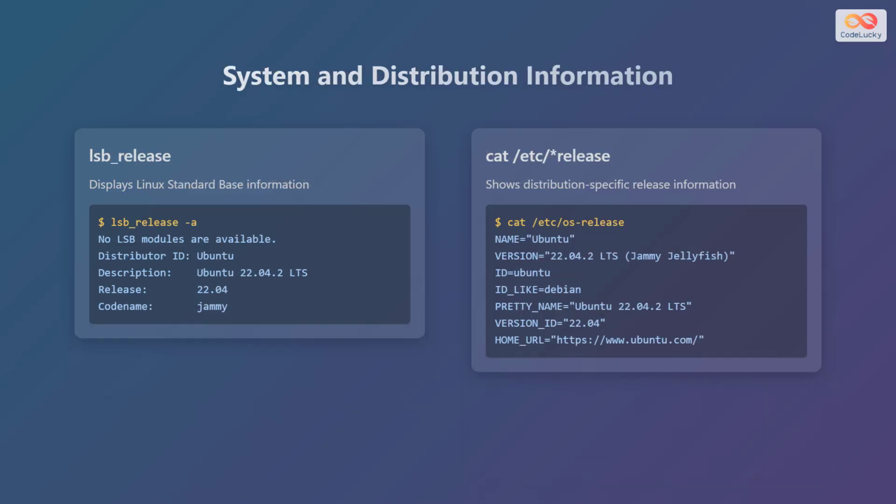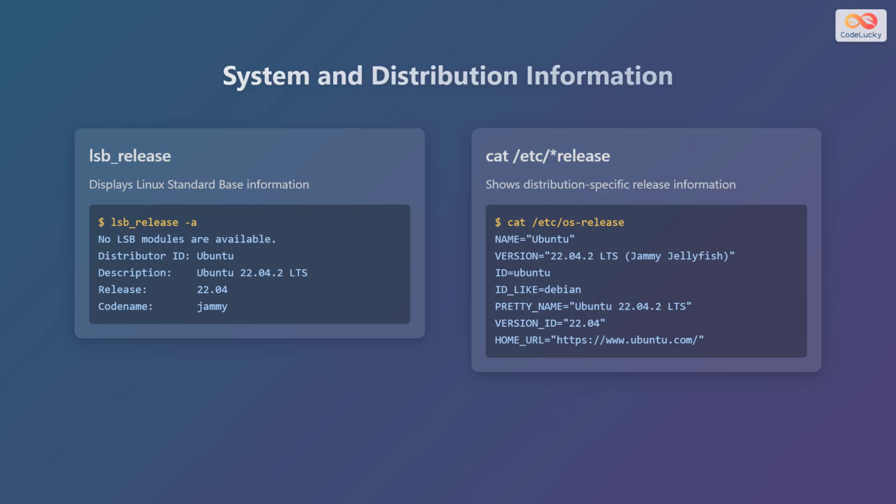Next, let's move on to commands for system and distribution information. The lsb_release command displays Linux Standard Base information. Using the -a option shows all available information, including the distributor ID, description, release number, and code name.